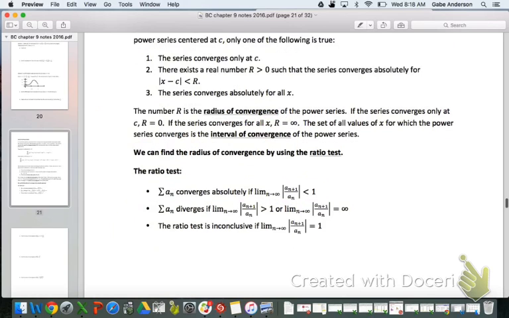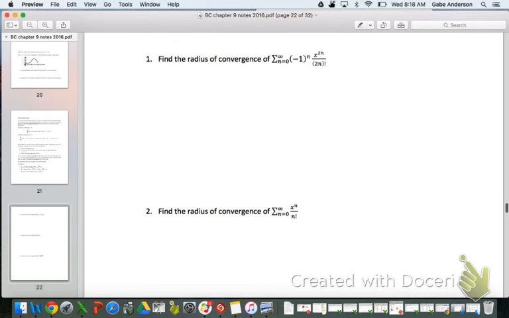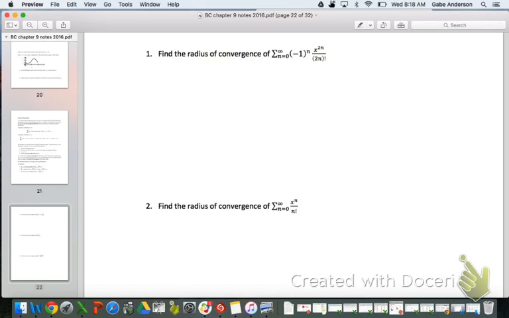Okay, so let's go ahead and take a look at a few examples. Example number 1 comes up first. This just says find the radius of convergence of this series right here.